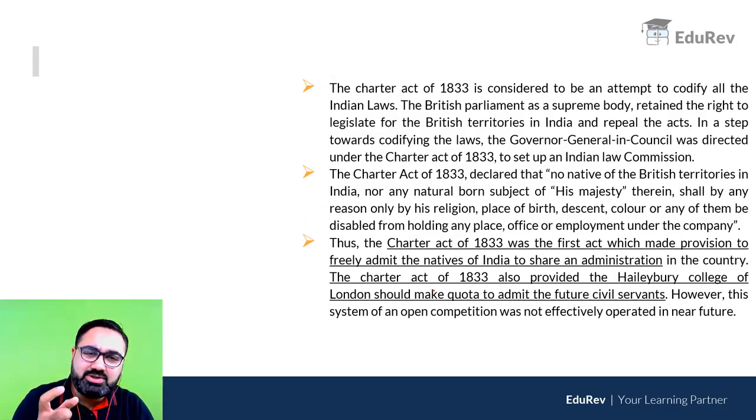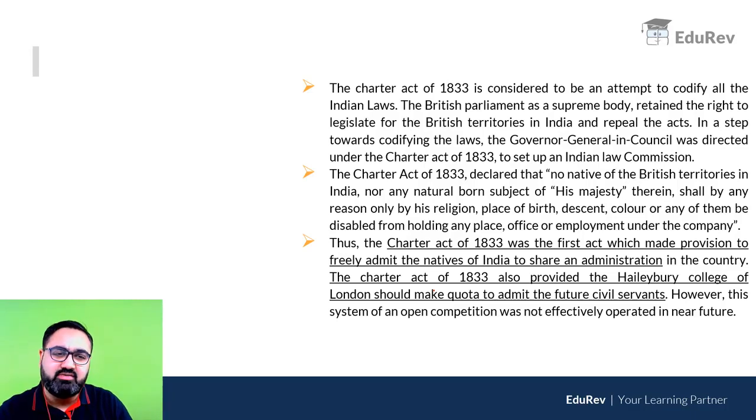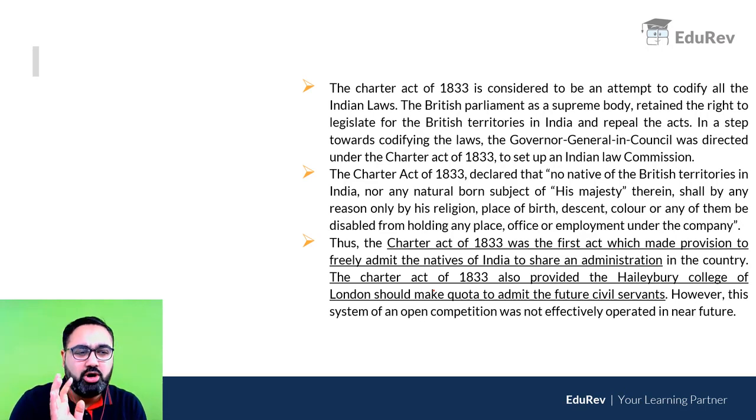But mind you, the last 2 points, that Indians would now get jobs and they would not be discriminated, or there would be an open system of examination, these were just points in the writing on paper, but in reality it was not happening. In reality, the government job for Indians was still closed. In reality, there was no fair competition system for civil services even then.